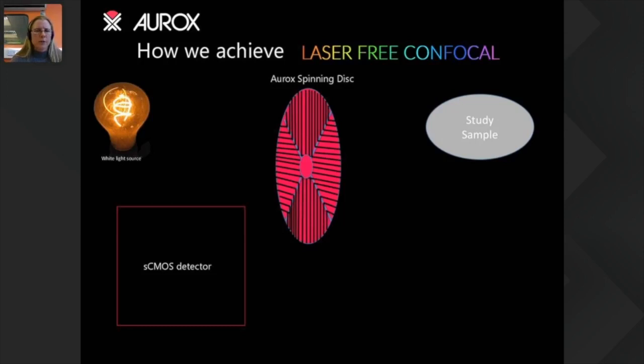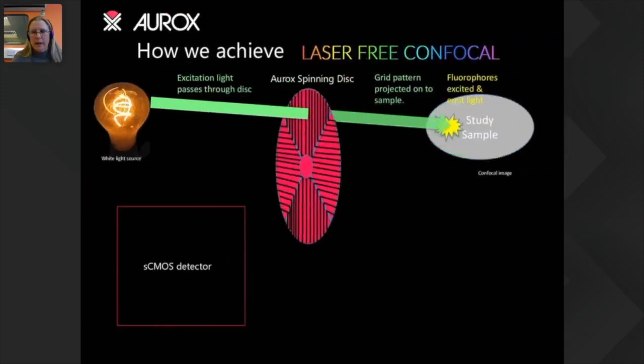So we have a white light source. You can see the light bulb on the left of the screen. And as I said, this can be an LED light source or a metal halide lamp, or Tony will show you a little bit later, other light sources too. So we shine the light through our spinning disc, and that projects this structured illumination pattern into the focal plane of your sample.